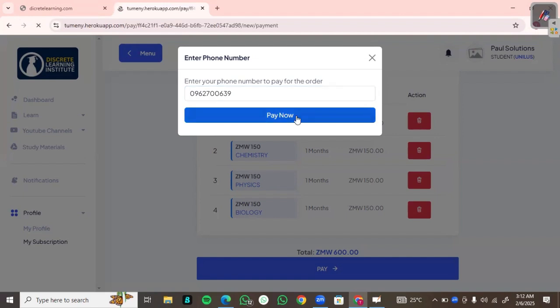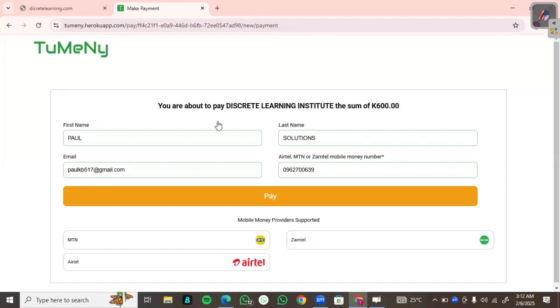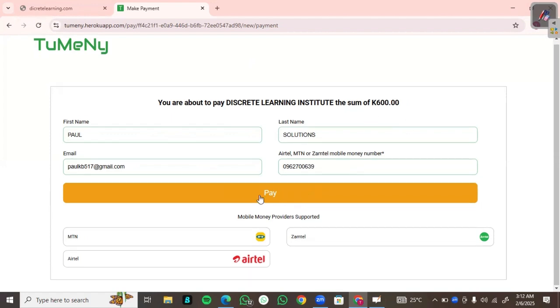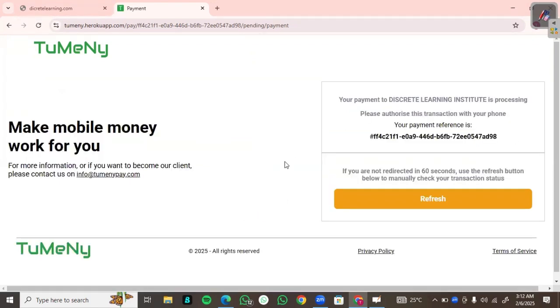So it's going to load. You wait for it, and then it's going to take you to this page. Here it's telling you you are about to pay DISCRETE Learning Institute the sum of whatever they are. So what are you going to do here? You are going to click pay. Once you click that pay, this page is going to pop up. Once this page pops up on your phone or your PC, you are going to receive a pop-up message on your phone telling you to input the password for your mobile money. Once you input the password for your mobile money, you will be let into the website. It means you have registered.